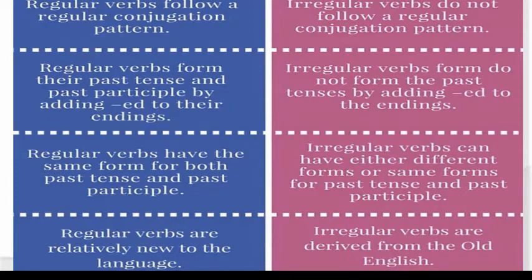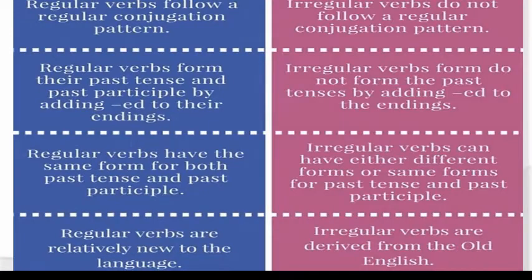Regular verbs are relatively new to the language. This is very important information. What we see in the regular verbs is that they are very, very new in our language. But most of the verbs in the language which are irregular are from Old English. So you see, irregular verbs are derived from Old English. So students, these are the affinity, similarity and difference between regular and irregular, weak and strong verbs. This is all about the conjugation of verbs, my dear students.